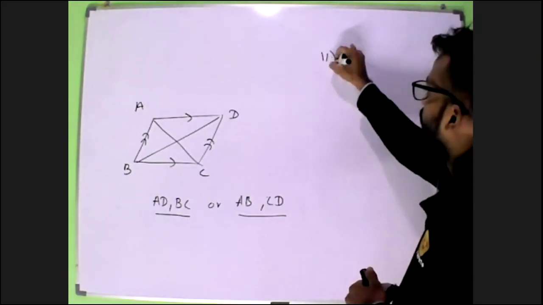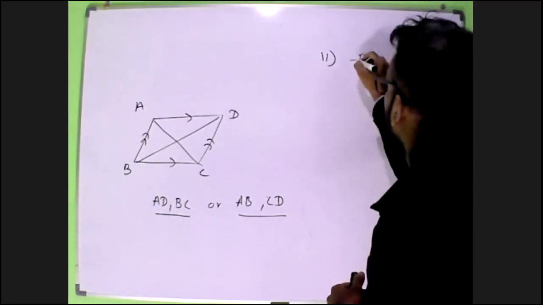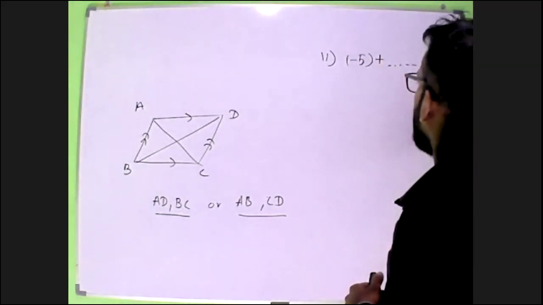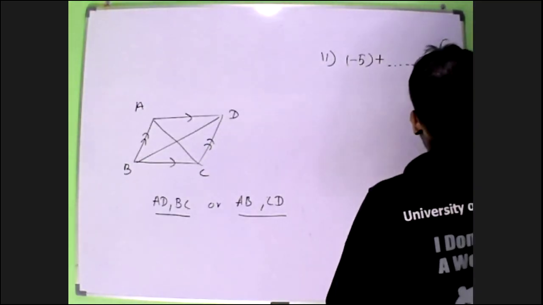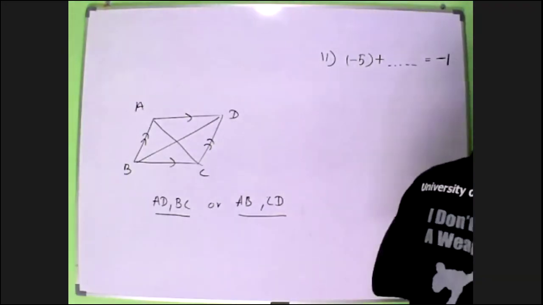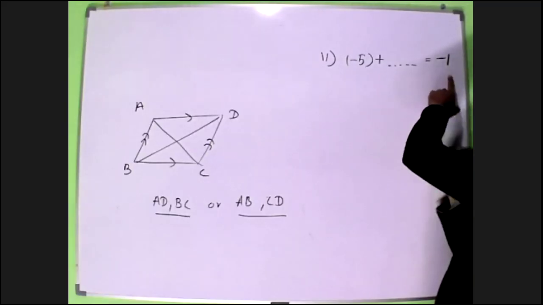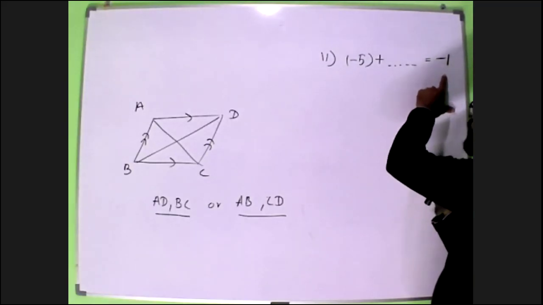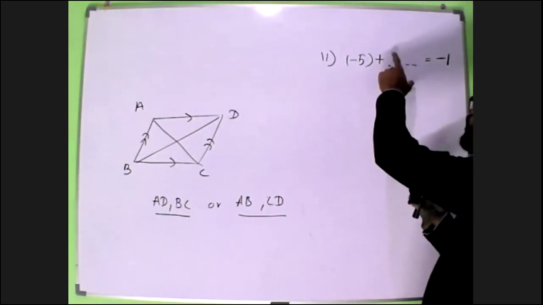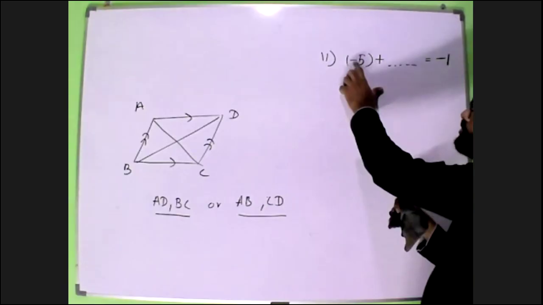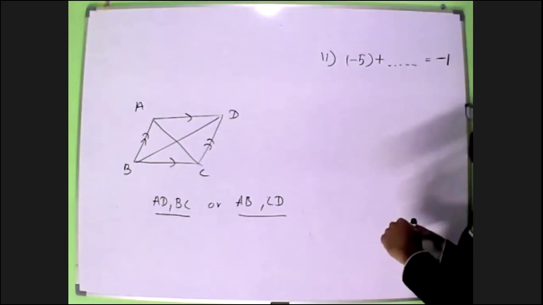11th, complete the blanks. -5 plus a blank equals -1. Here you have -5, and on the right hand side you have -1. What should be the number that you need to add here in order to get -1 by using the -5? Here you have -5 plus a blank, equals -1.